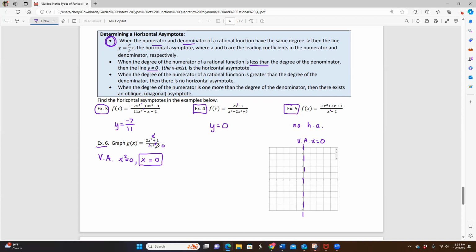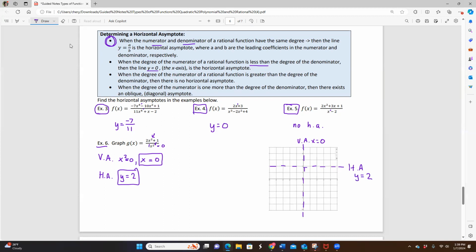So in this function, 2 over 1 would be my horizontal asymptote. And that would be y equals 2 over 1, which is the same as y equals 2. So we have that going here. That's my horizontal asymptote, y equals 2.